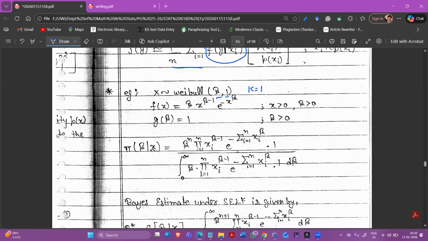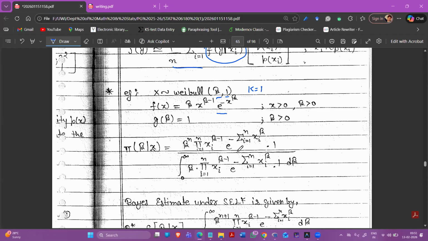In the Weibull distribution, we have two parameters, correct? k and beta. So we are assuming k is given equal to 1. So what will be the density function at that time of the Weibull distribution? Beta into x raised to the power beta minus 1 into e raised to the power minus x raised to the power beta. Correct? That should be your density. You can compare your density with your previous example.